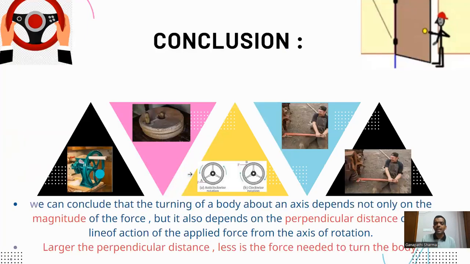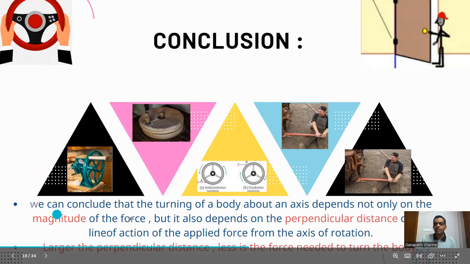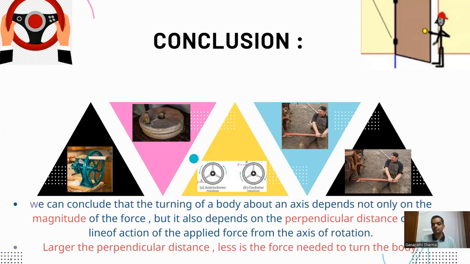We conclude that it is dependent on magnitude, but it does not depend only on magnitude. Of course, the force you have to apply also depends on the perpendicular distance. The larger the perpendicular distance, the less force is needed to turn. So you should be very clear with it. It is dependent on magnitude as well as perpendicular distance. These are the examples you have. Oh, one picture has been repeated here. We'll try to change it in the next slide.